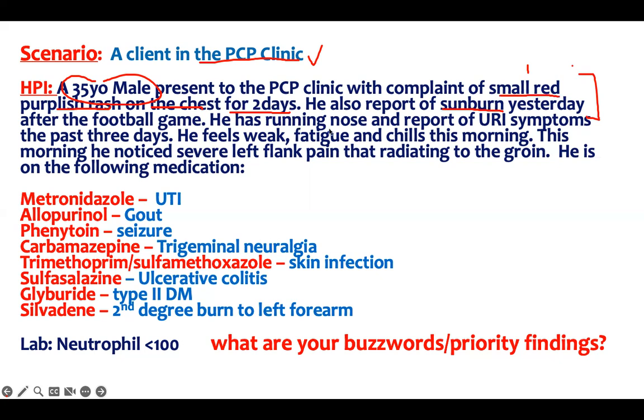He has a runny nose and reports URI symptoms. This is also dangerous. It's not sulfa drug related; the patient is suffering from a side effect from a sulfa drug. So we've got to watch this. He's been having this for 3 days. He feels weak, fatigued, and has chills this morning. Non-specific, this looks like flu-like symptoms, right?